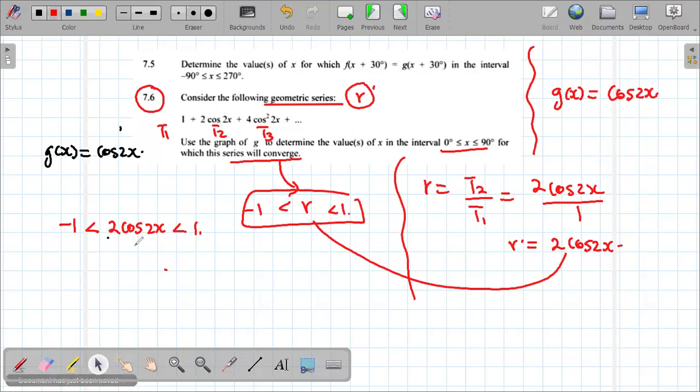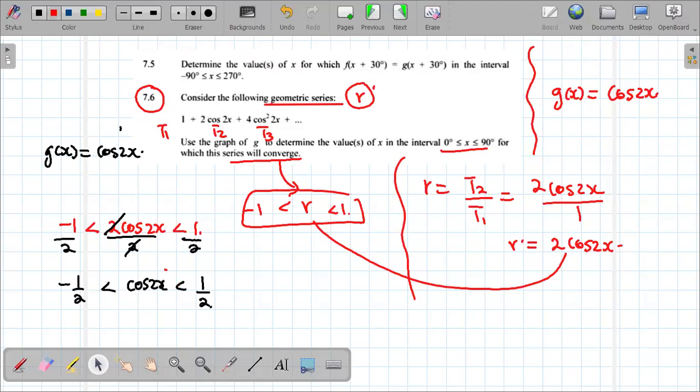So can I divide by 2 both sides? Divide by 2, divide by 2. This and this, they will cancel. I'm going to have -1 over 2 is between cos 2x and is between 1 over 2. My question is, what is cos 2x? Cos 2x is our g of x. So I'm looking for where g of x is between -1 over 2 and 1 over 2 in the graph.